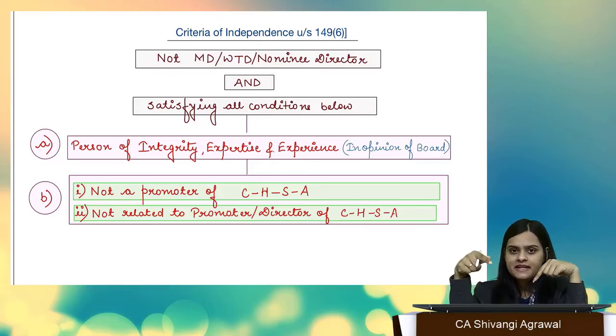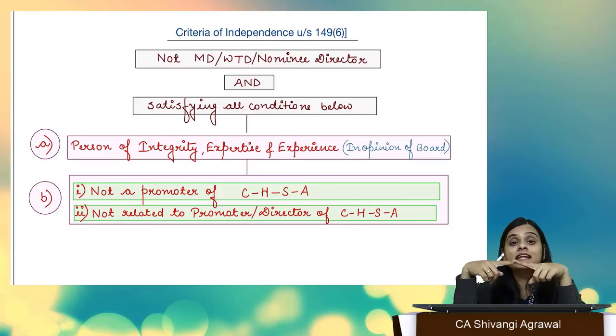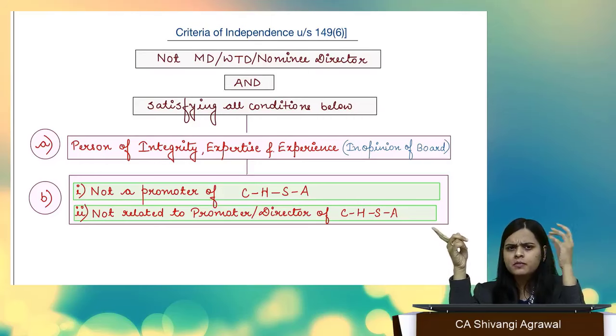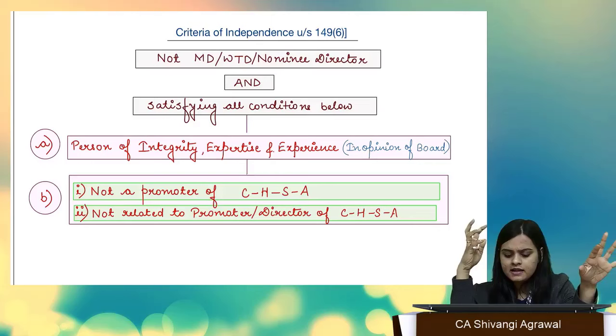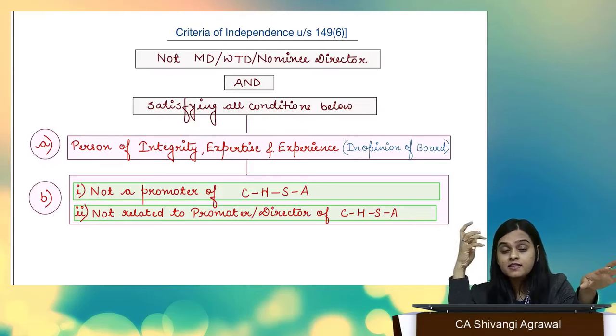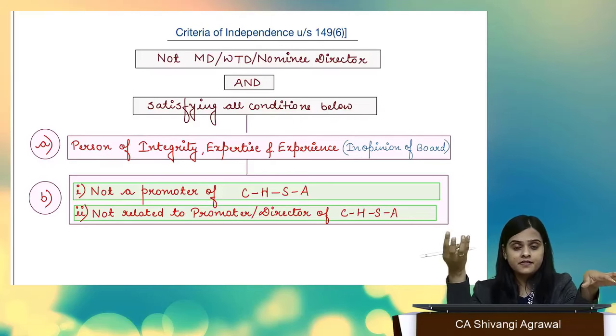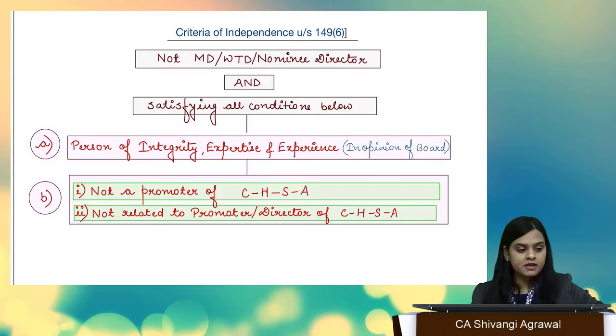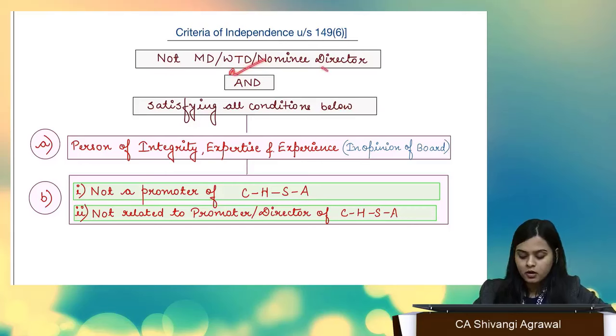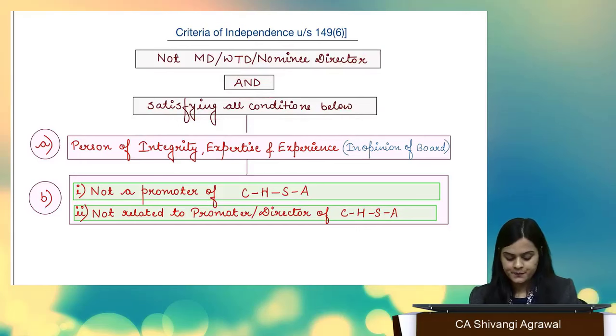An independent director comes under the category of non-executive director. So you cannot be MD or whole-time director or nominee director. You cannot be these 3. And if you are not these 3, then if you meet the criteria of independence, you can be appointed as independent director. So not MD, not WTD, not nominee director, and satisfying all the conditions below, you can be appointed as independent director.